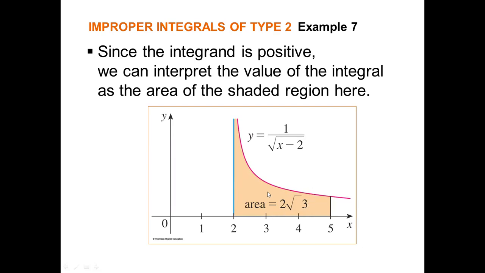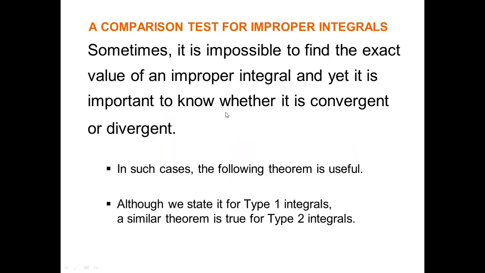But notice that you have here this particular part of the curve being approached from the right side, which is asymptotic to this line x equal to 2. Okay? Now we proceed. So, a comparison test for improper integrals.